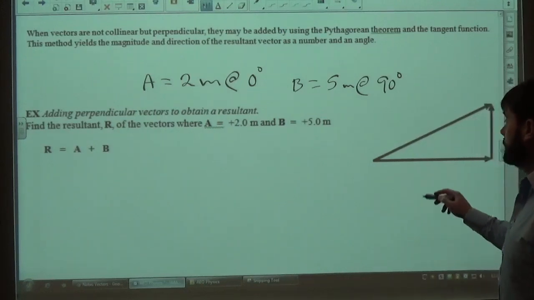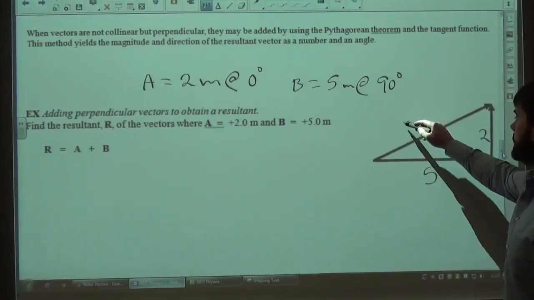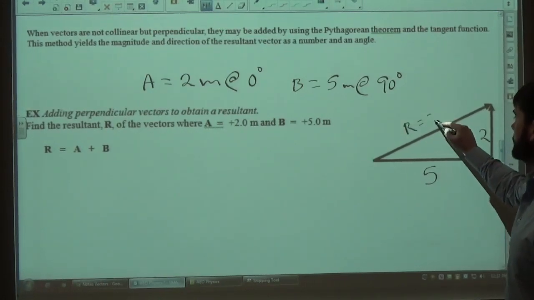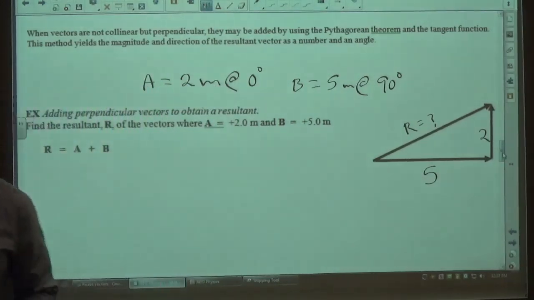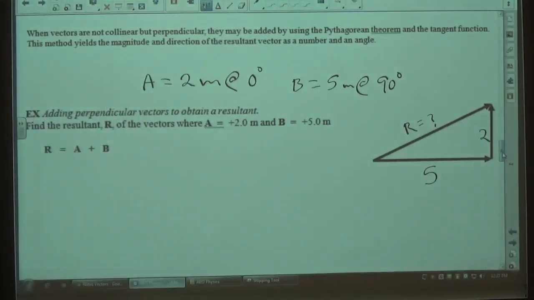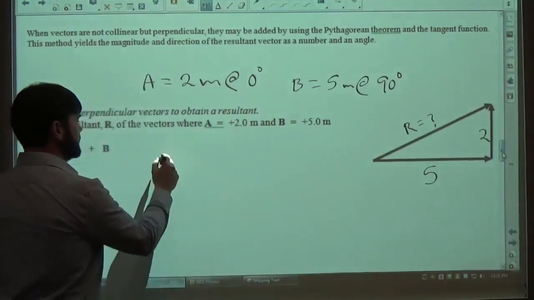So if that's the case, I know I have basically a 5 here and I have a 2 here. And then they're asking us to try to find R. So what is R? What is the resultant here? Well, if we're going to do that, that's when the trigonometry comes in and we need to try to figure out what those pieces are. So you can use Pythagorean's theorem once you have the horizontal and the vertical figured out.